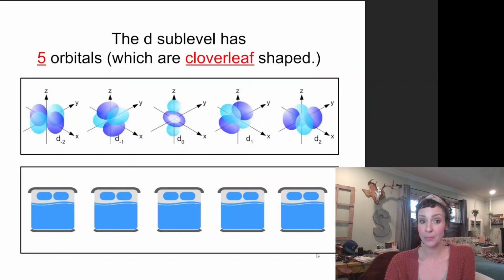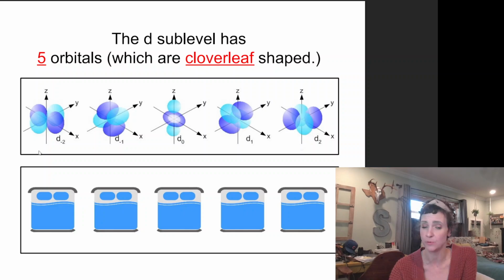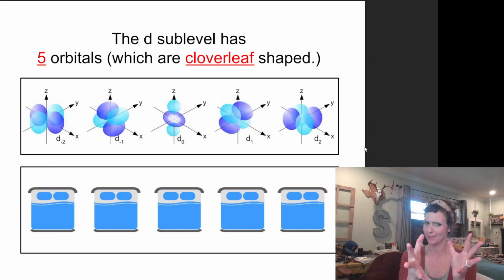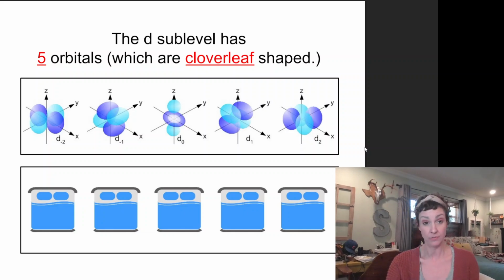Now the D room has 5 orbital beds, which are weird clover leaf shaped. This one has got a different shape. You guys, we're not responsible for knowing the shapes of these, and I'm going to show a video here at the end that really tells us these shapes are probably not the full picture either, but the main thing is that our D room has 5 beds. That's a giant room. So you thought that one was giant.